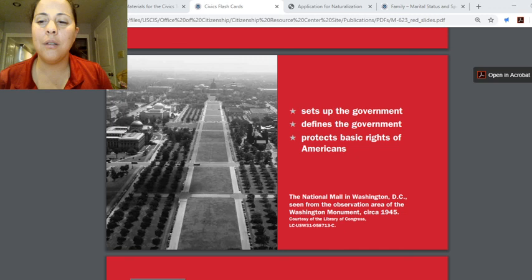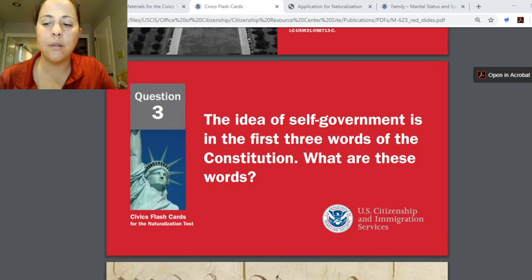Okay, let's look at number 3. The idea of self-government is in the first 3 words of the Constitution. What are these words? What are the first 3 words of the Constitution?